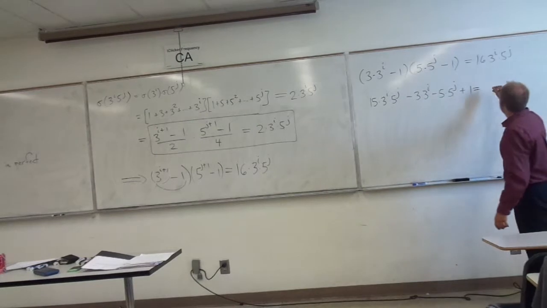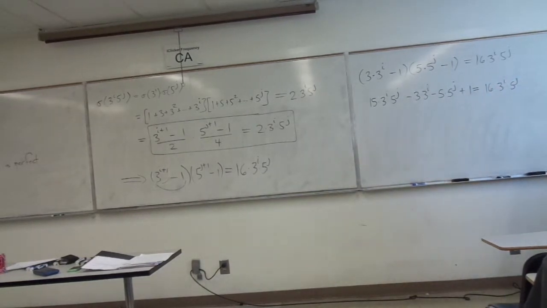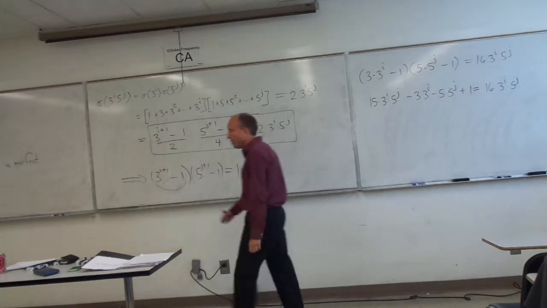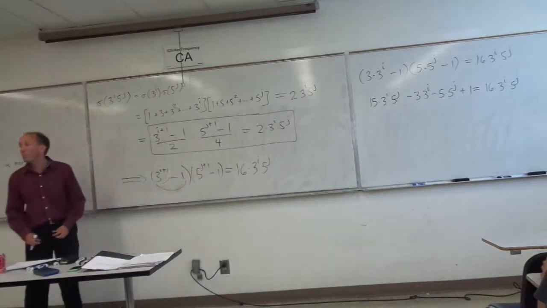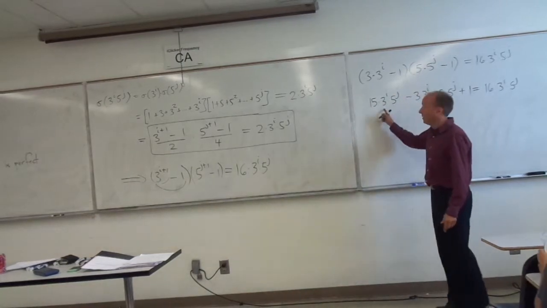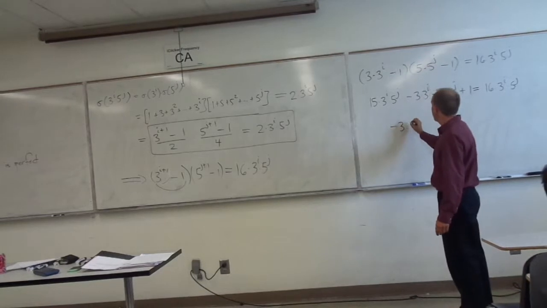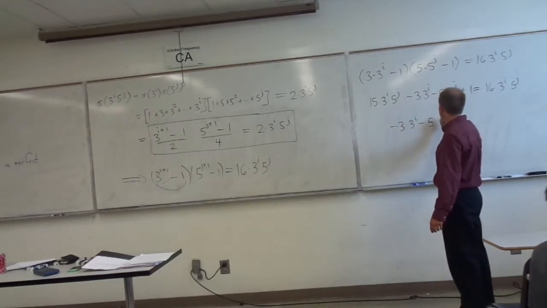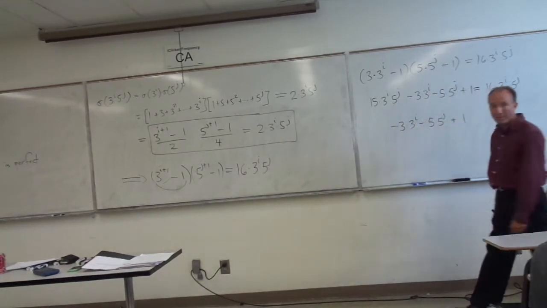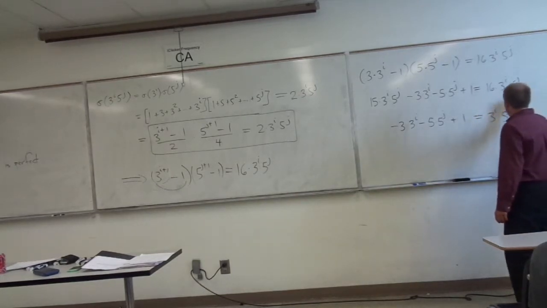Okay, anyway, so we have that equals 16 times 3 to the i times 5 to the j. Now, what can we do with that? Subtract, exactly. So what do you want to subtract from what? 15, 3 to the i, 5 to the j. Put it over there, right? So, minus 3 times 3 to the i, minus 5 times 5 to the j, plus 1 equals 3 to the i times 5 to the j.